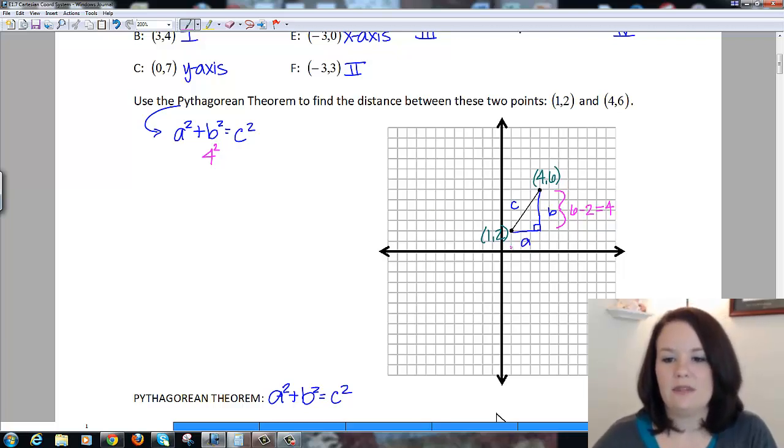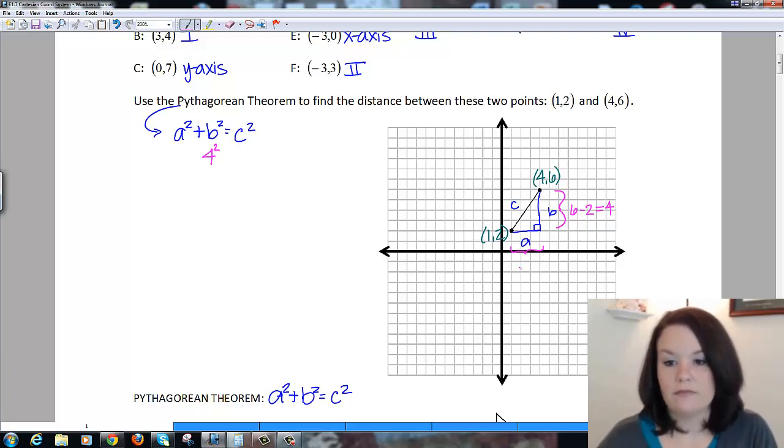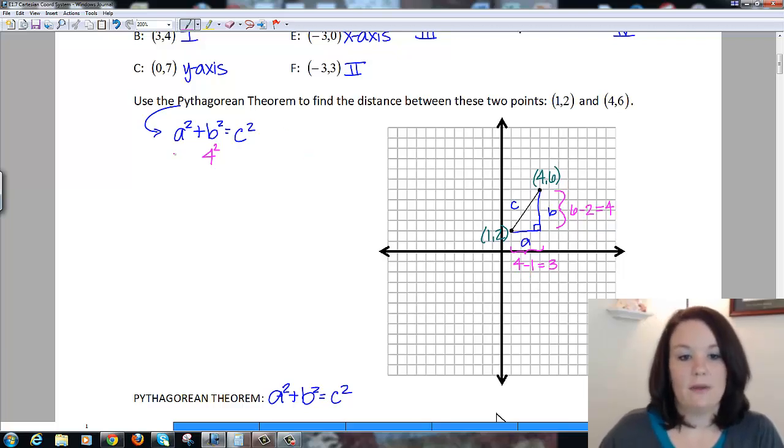Now I want to do the same thing with this distance a. If I want to find the distance a is, I could just count the boxes, which gives us 3. Or I can think I'm looking at the horizontal, so I'm looking at the change in x. So I look at my bigger x value, which here is a 4, and I subtract my smaller x value, which from my first point is a 1. So 4 minus 1 gives me a distance of 3. So I could write it over here. Okay, so I know that my a value is 3 squared.